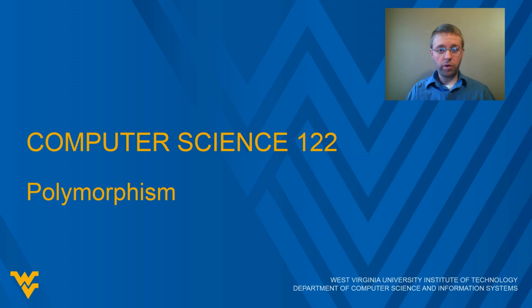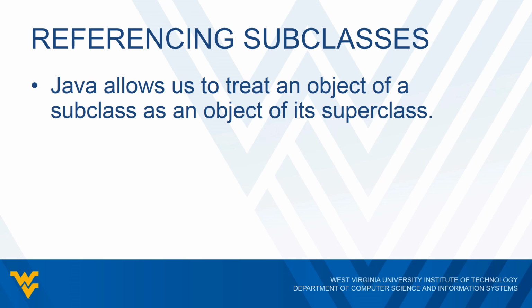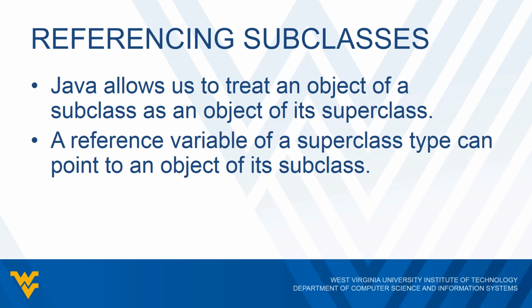In this lecture, we will introduce the notion of polymorphism. One of the features of Java that we haven't talked about yet is that it allows us to treat an object of a subclass as an object of its superclass. So in other words, a reference variable of a superclass type can just point to an object of its subclass.